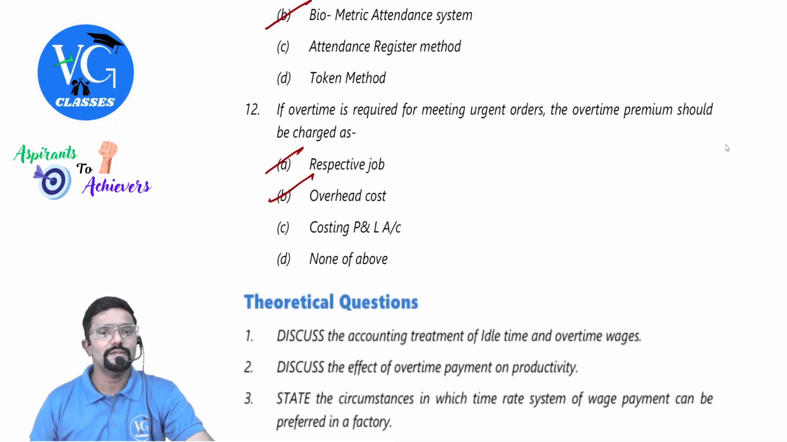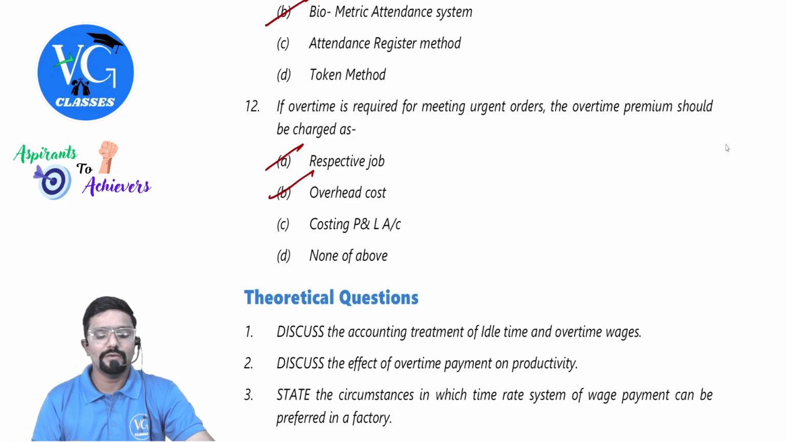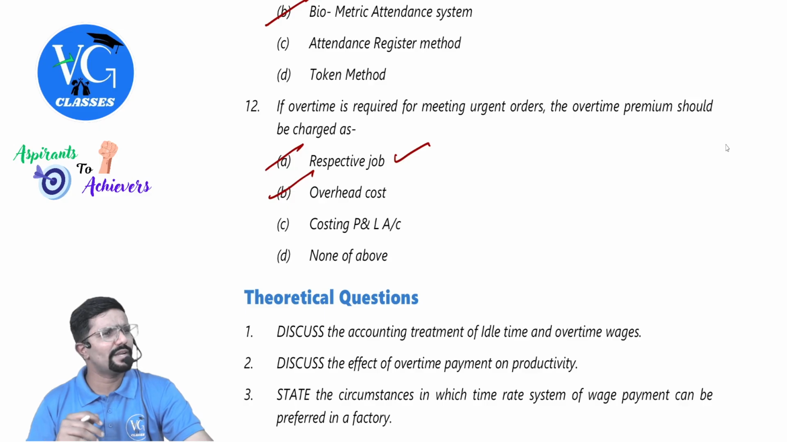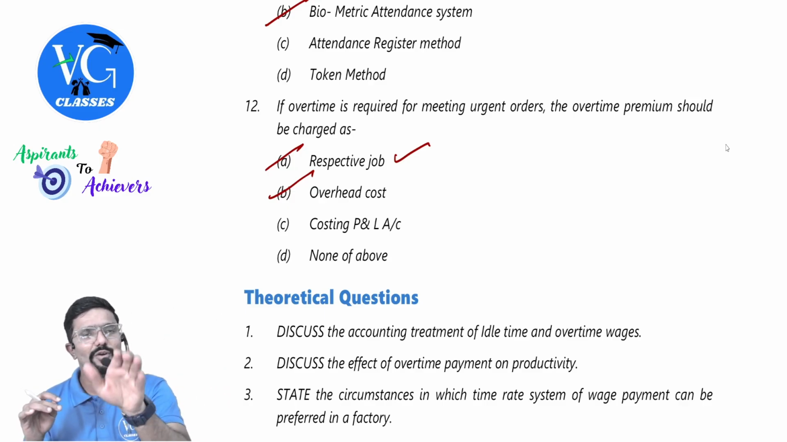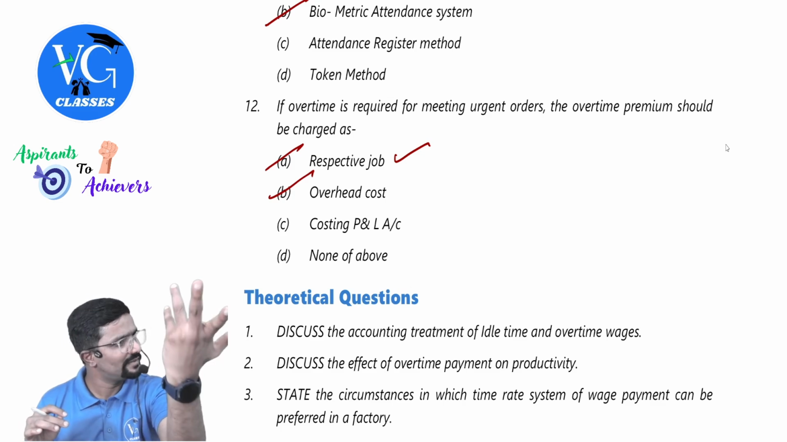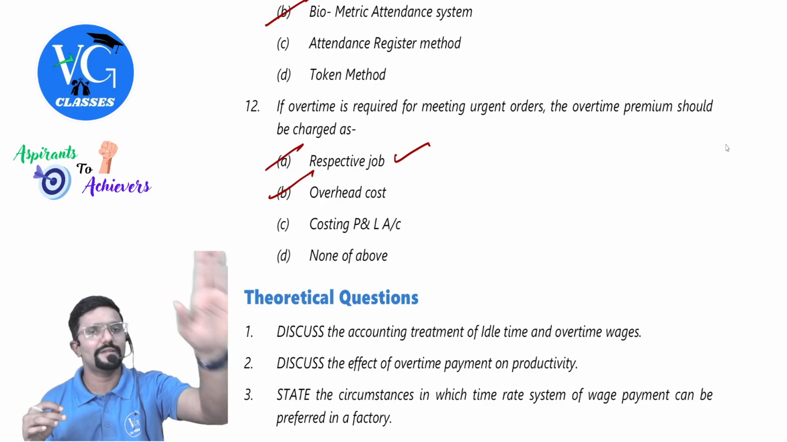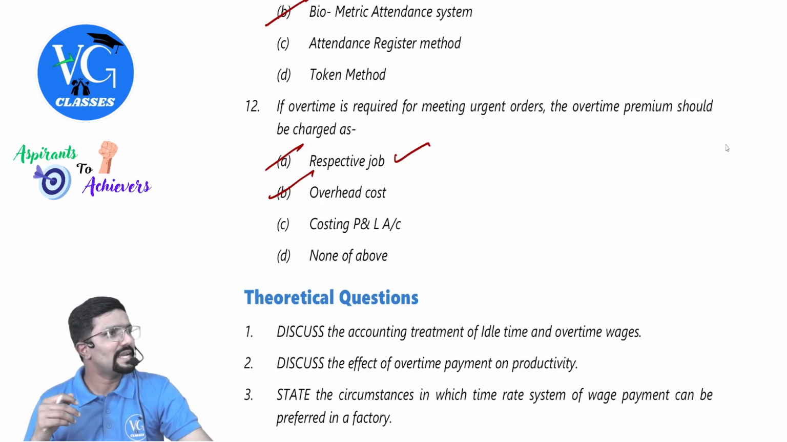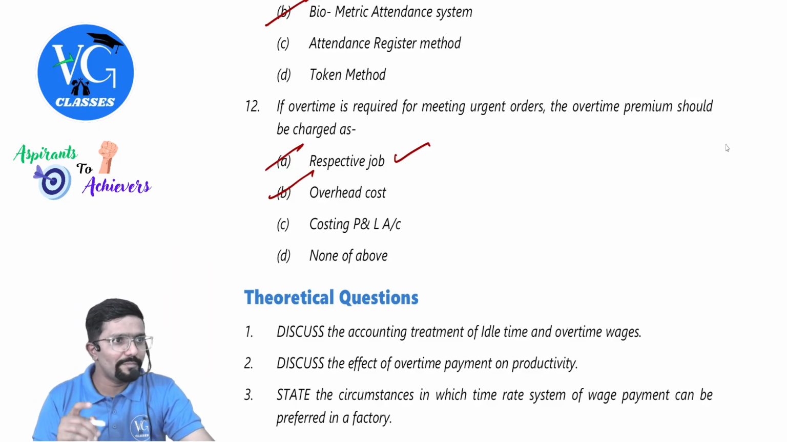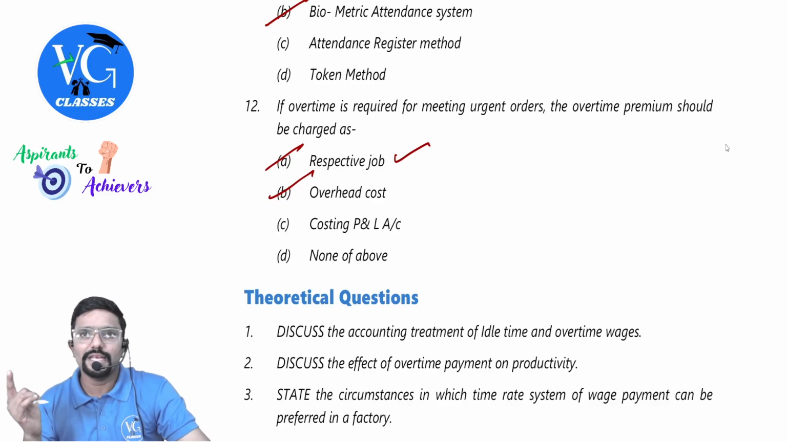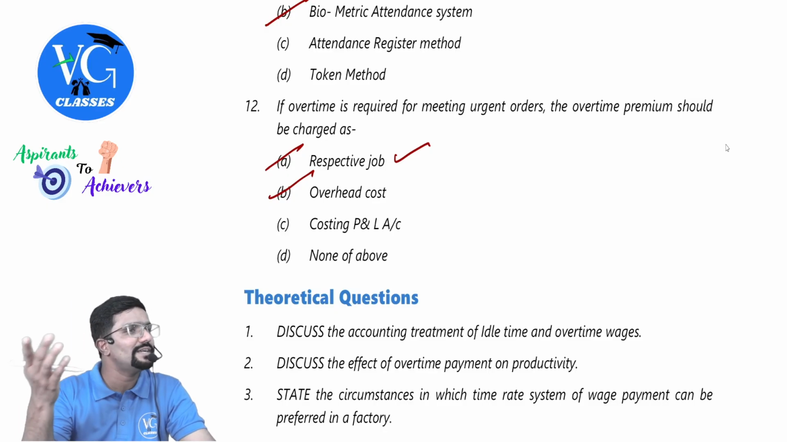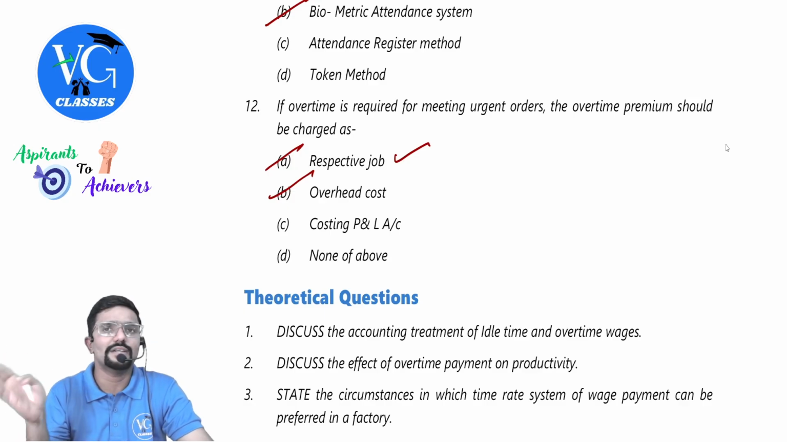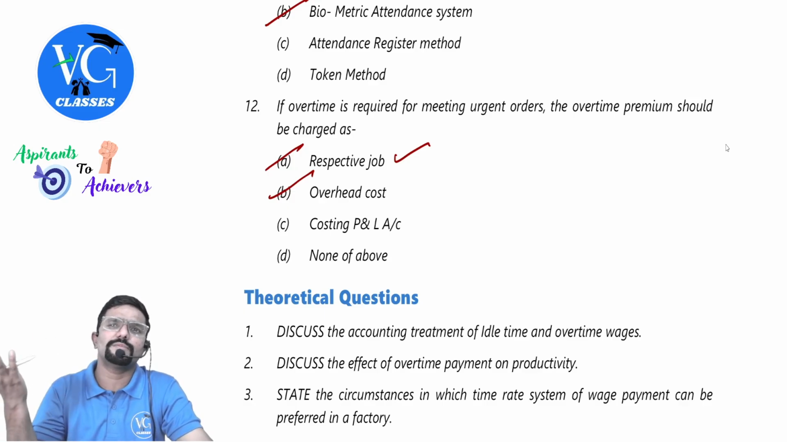Why both? I will tell you. They have given it as respective job. For me, it can be overhead cost also. Now you will allocate it as overhead cost, and overhead cost also will be allocated to the job. One way or the other, it will ultimately go to the job. First, you can consider overtime premium as overhead cost, then allocate it to the job. So ultimately, it will go to the job. Or else, can I allocate it straight away to the job, sir?